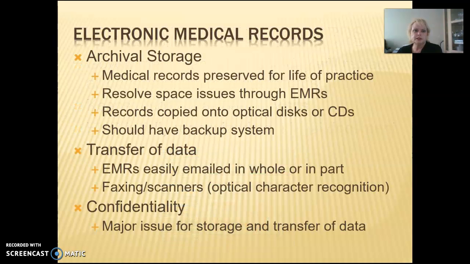So in terms of EMRs, they definitely free up a lot of space. You get rid of all of those filing cabinets. And there's a backup system that's maintained by the IT department.